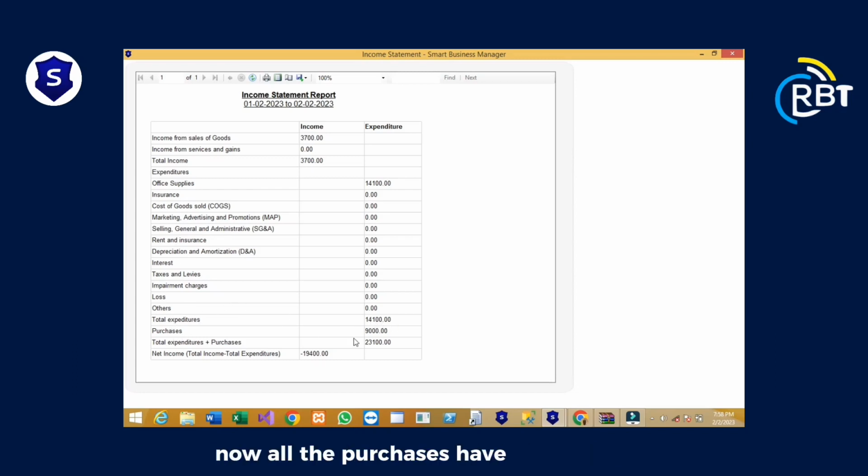Now, all the purchases I've made is 9,000. So it's going to add my purchases and my expenses together to give me 23,100. Remember, my income was just 37. So as of today, I was running a loss of 19,400. So sad, but that is the reality. So ensure that all your figures are entered very well. It means I've not been making sales, I've just been buying and making expenses, which is not good for business.